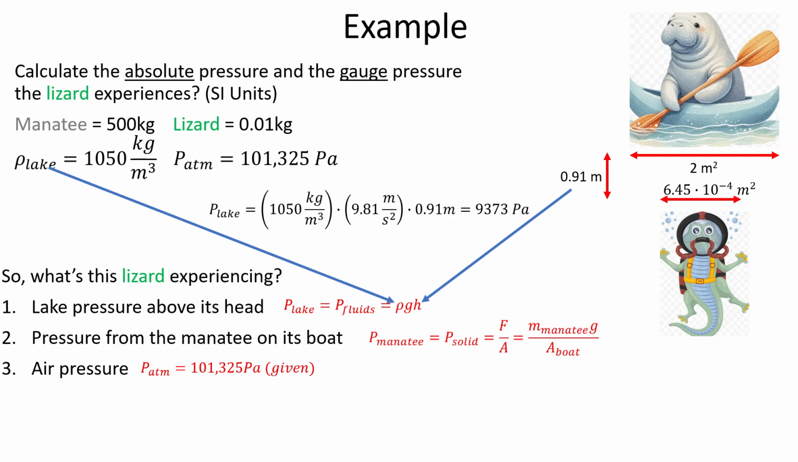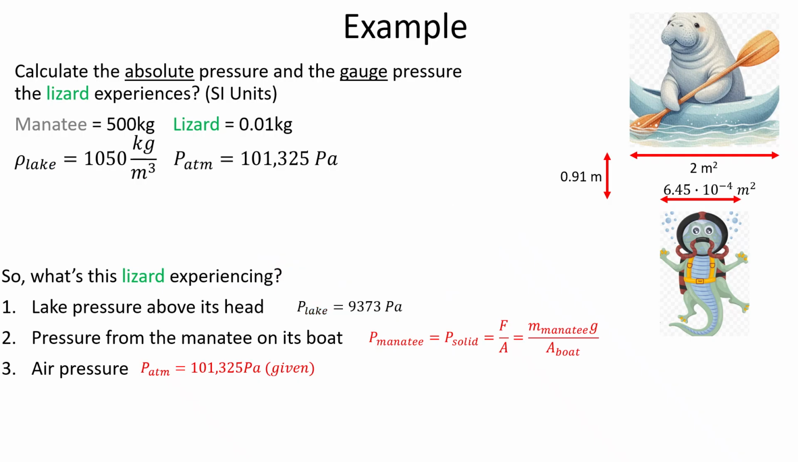So in this particular case, I'm just going to cancel it all out, and I'm going to be trusting that the answer is going to be in SI, Pascal. And it is. And you could do the unit analysis to double check that. The meter squared canceling, and you will get Newton per meter squared. Okay, so that's the pressure of the lake above the lizard's head. Now I gotta calculate the pressure from the manatee on the lizard's head.